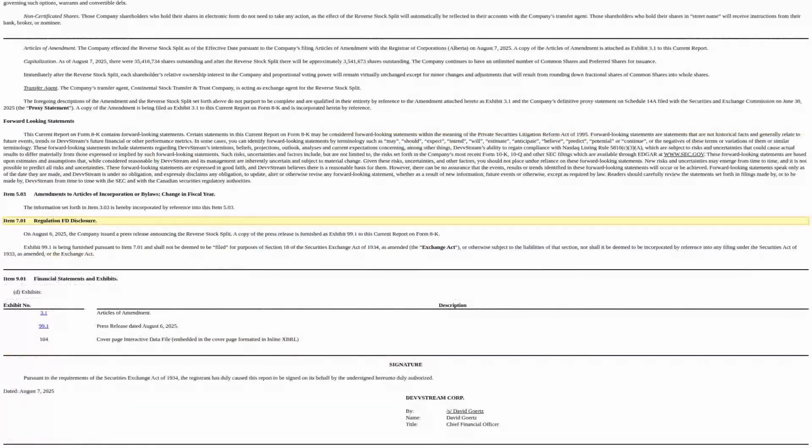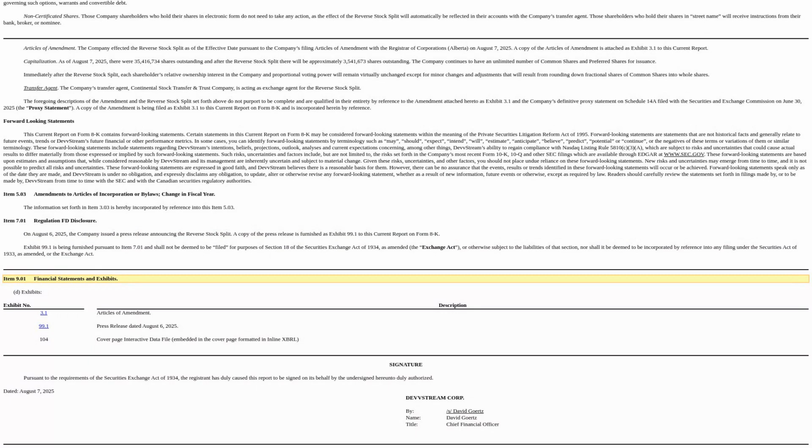We also see a mention of a press release issued on August 6th, 2025, announcing this reverse stock split. This is what's known as Regulation FD disclosure, which means they are making this information available to everyone at the same time, preventing unfair advantages. So we have that initial press release as an exhibit, which by the way is being furnished, not filed, meaning it's for informational purposes and doesn't carry the same legal weight as if it were officially filed. And finally, under exhibits, we see the Articles of Amendment, which is the official legal document for the split, and that press release.